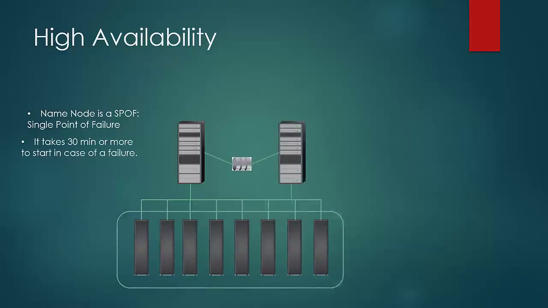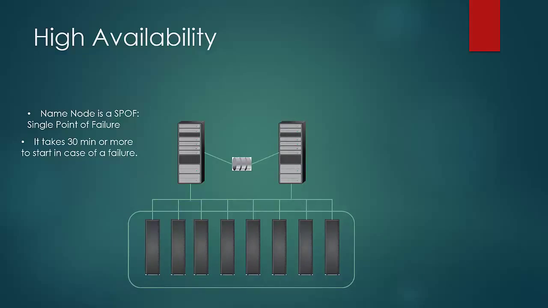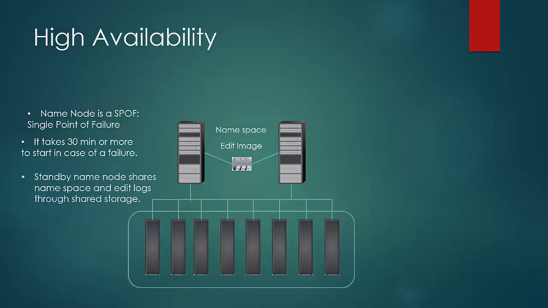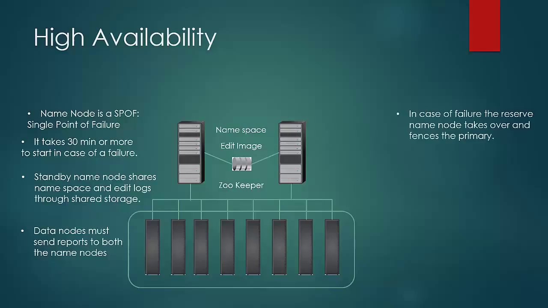The primary name node and the standby name node share the namespace and edit logs via a highly available NFS storage mount. In future releases, Zookeeper would be used to transition from the primary to the standby one. In this setup, the data nodes are configured to send reports to both the name nodes. In this case, if the primary name node fails, the standby can take over very quickly. In practice, it takes around a few minutes for this failover transition to happen.